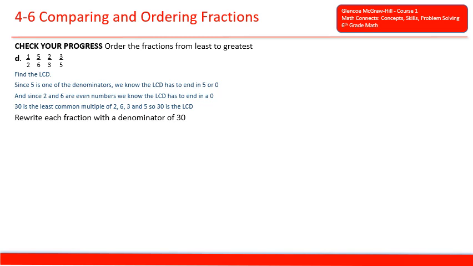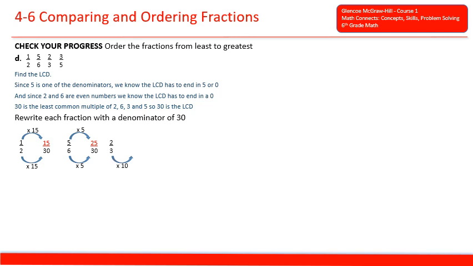So we're going to rewrite each fraction with a denominator of 30. So 1/2, 2 goes into 30 15 times. Then we multiply the numerator by 15, we get 15/30. 6 will go into 30 5 times. So 6 times 5 is 30. Then we multiply the numerator by 5, we get 25/30.